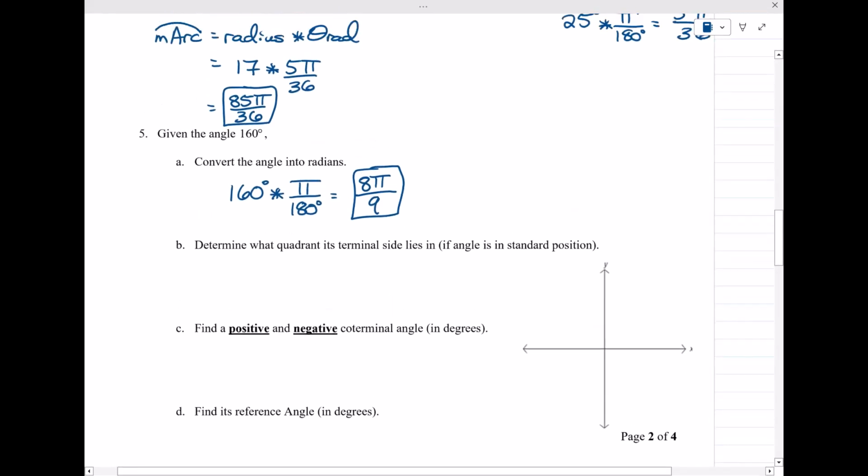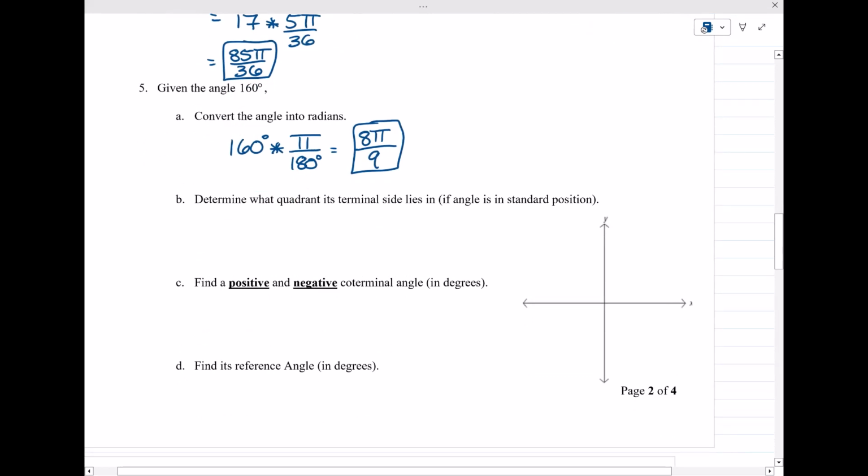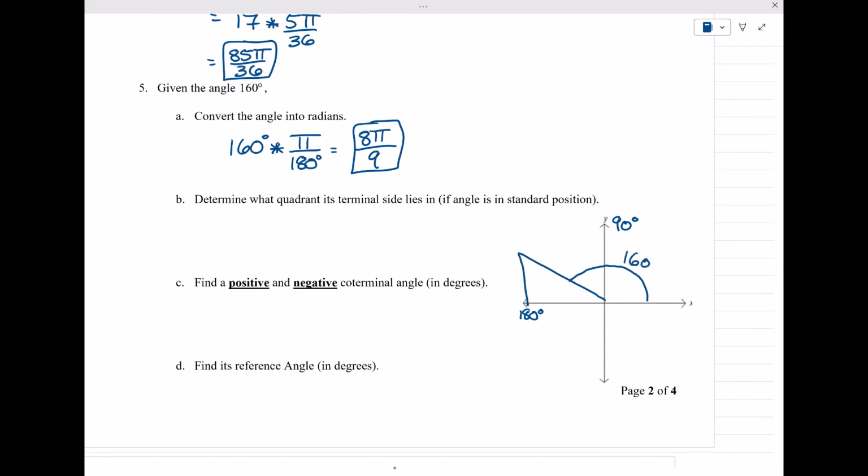When we're talking about what quadrant it's in, 160 degrees is positive, so we're going to pass 90, pass 180. 160 is going to be somewhere in the second quadrant. Remember, quadrants go 1, 2, 3, 4. So we're definitely in the second quadrant.